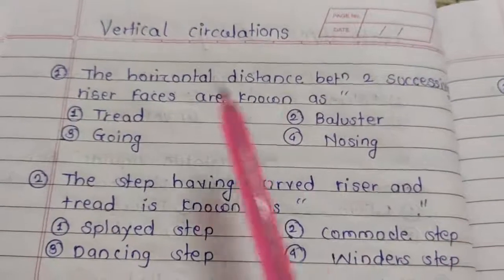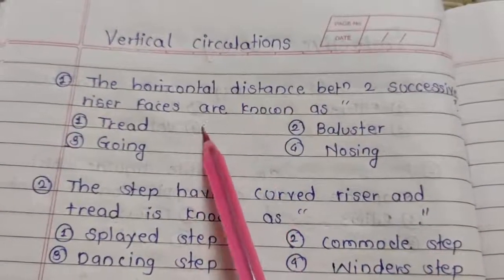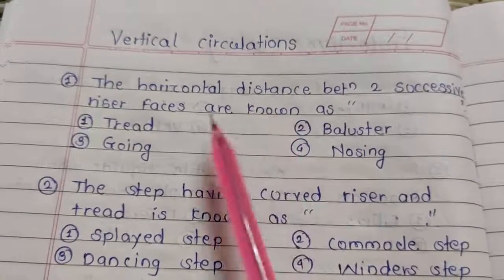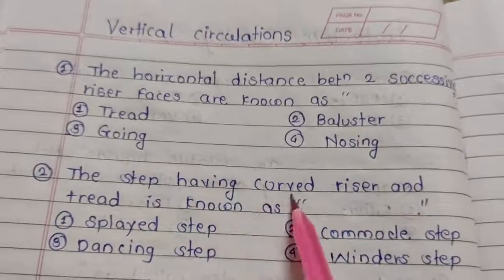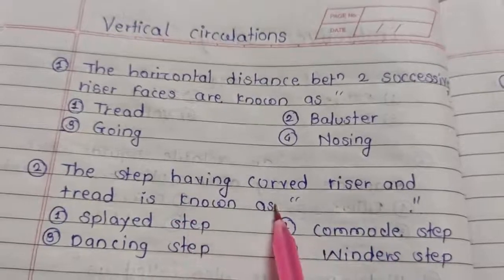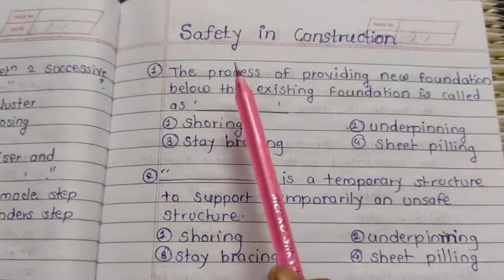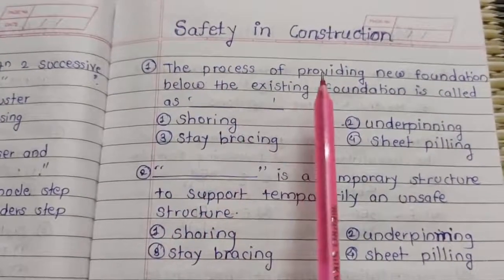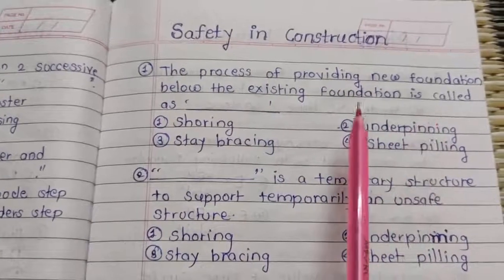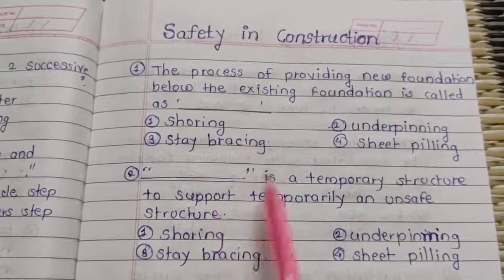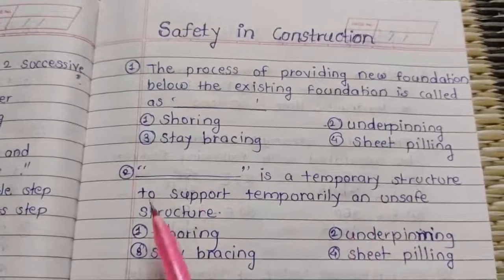Vertical circulation. The horizontal distance between two successive riser faces is known as going. The step having curved riser and tread is known as commode step. Now, safety in construction. The process of providing new foundation below the existing foundation is called as underpinning. Dash dash is a temporary structure to support temporarily an unsafe structure.